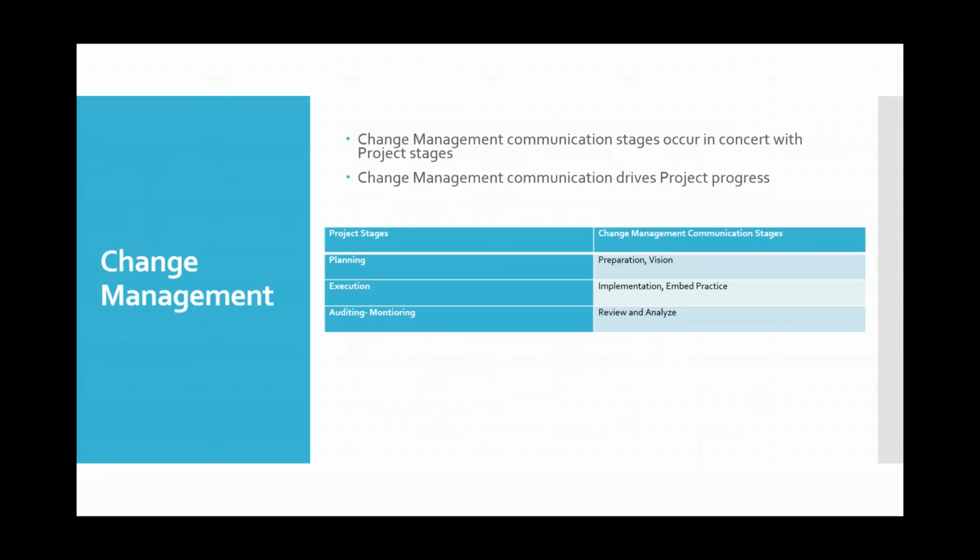So this is like the Venn diagram that Kimberly was alluding to. Change management, I think, is pervasive everywhere, but it especially coincides with the project management component. And for me, visually, it helps to put them side by side and see what in the change management communication stages aligns with the project stages. And it makes a lot of sense to me just to look at it that way.